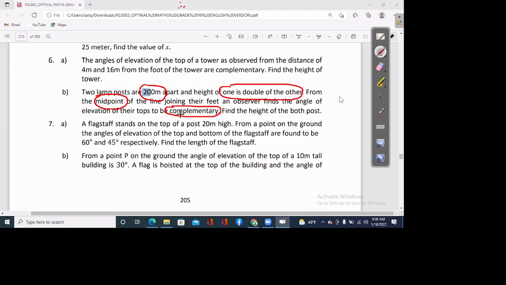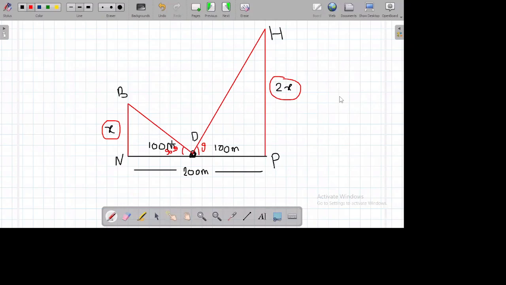Okay, so I am sure you have understood. You can see there are the two lampposts. One is x, I have supposed, one is 2x, I have supposed, and the distance between the lampposts is 200 meters. So from the midpoint, let's say Desan is at the midpoint. So Desan is 100 meters away from both lampposts. So while observing both the lampposts, it was found to be a complementary angle. So one angle is theta, one angle is 90 minus theta.